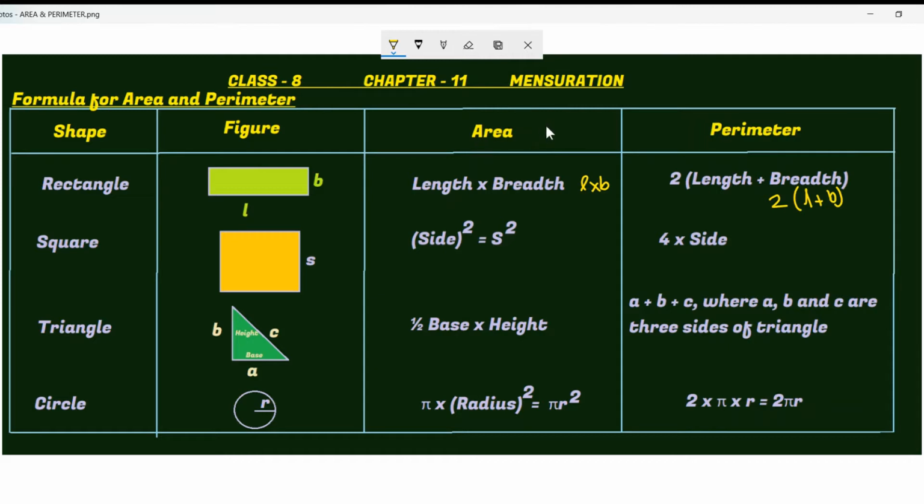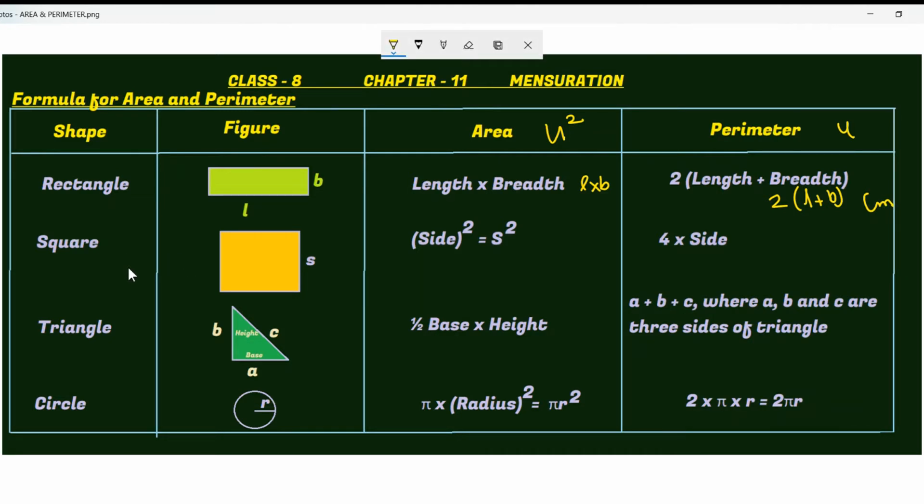For area, unit is unit square. If they have given in centimeter, it should be centimeter square, or square unit also we can write. Whatever is given for length and breadth, the unit of the length or unit of the breadth will be the unit of the perimeter. So 2 into (L plus B), if L and B are in centimeter, you can write 2 into (L plus B) centimeter.